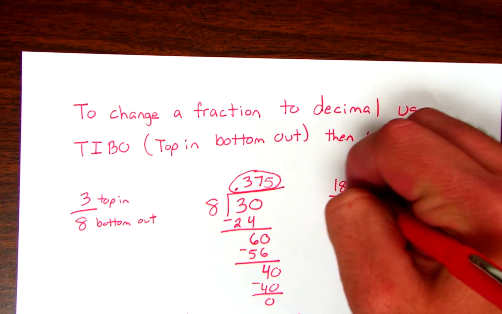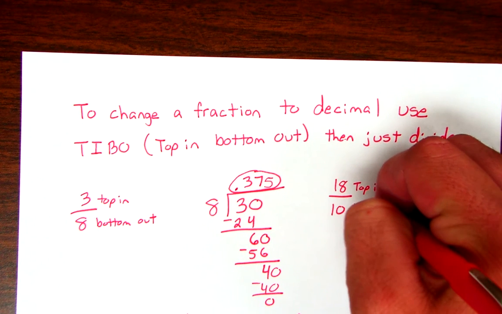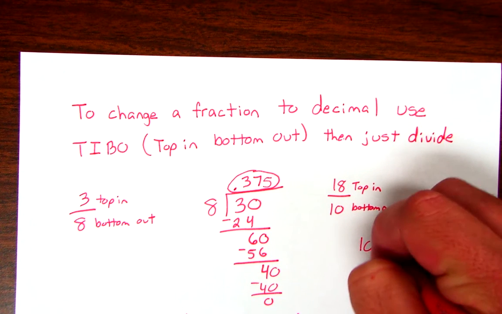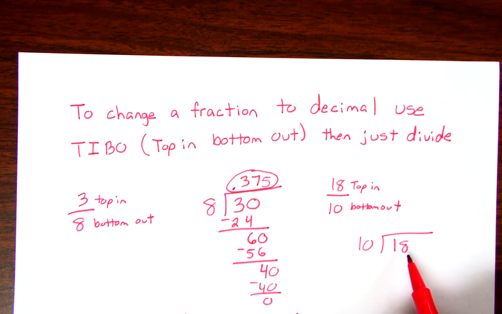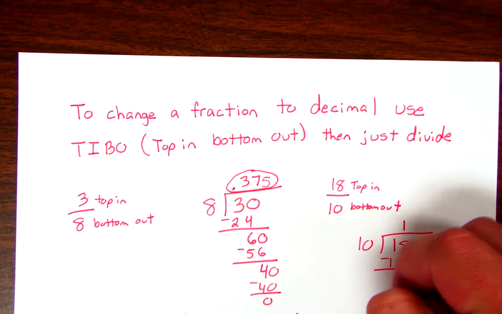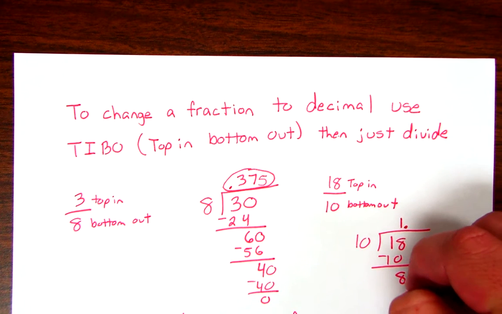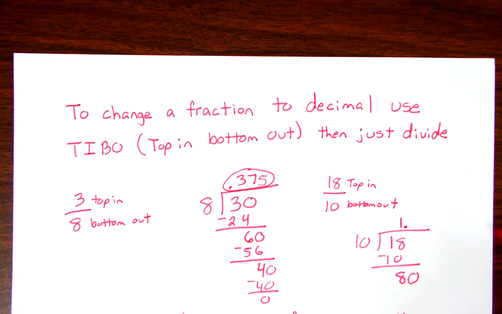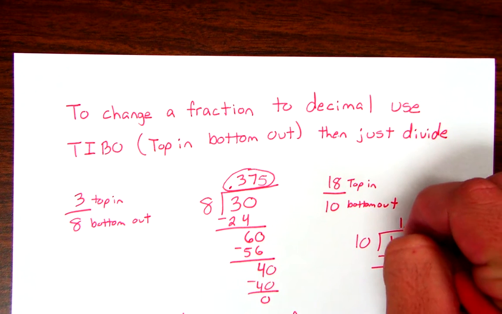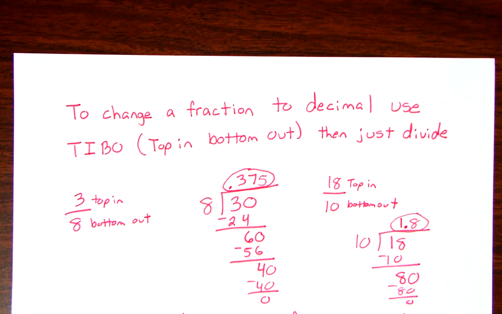Okay, so again, top in, bottom out. Well, can 10 go into 18? Well, yes it can. It can go in there 1 time. Now, can 10 go into 8? No. So here's my decimal, and add your 0 down here. How many times can 10 go into 80? Goes in there 8 times. And there's your answer. Again, these questions are not straight from your homework 5.1a. These are just here to help guide you.